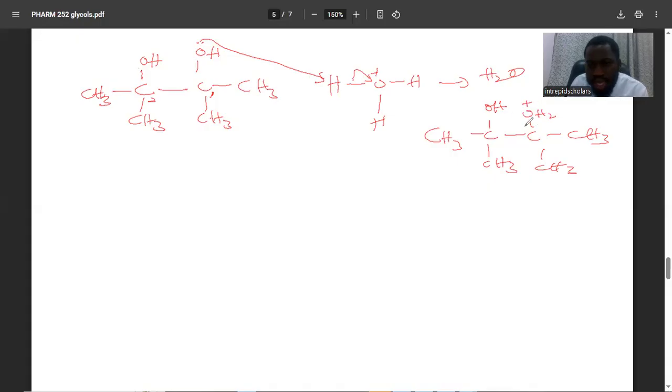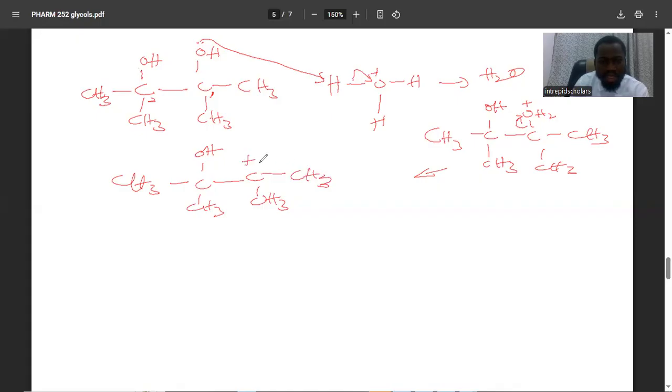Now, this whole group here is a good leaving group. So what will happen is that it will break off on its own in the next step, so that we can form this. We'll form CH3, C, OH, CH3 here. We come down here, we'll form CH3, CH3, and then a plus sign here. So this is our carbocation.